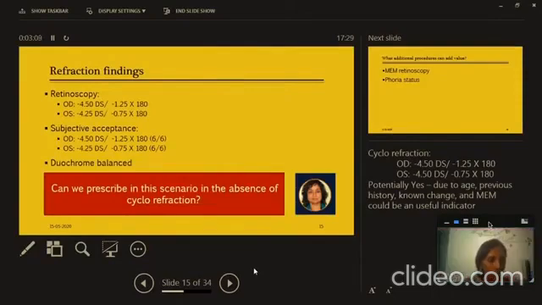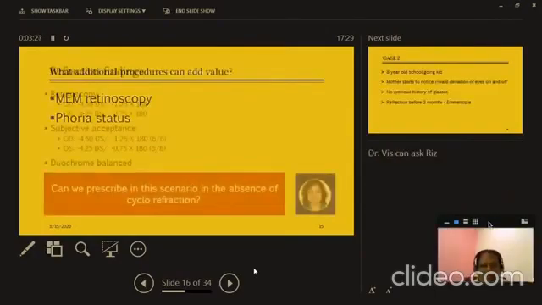Okay, ma'am. So looking at the stability and the age and the previous history, you feel it is a very predictable change, and you advise that yes, in the absence of cycloplegic refraction, we can still prescribe. And so as we continue with this case, Donna, may I ask you a question?